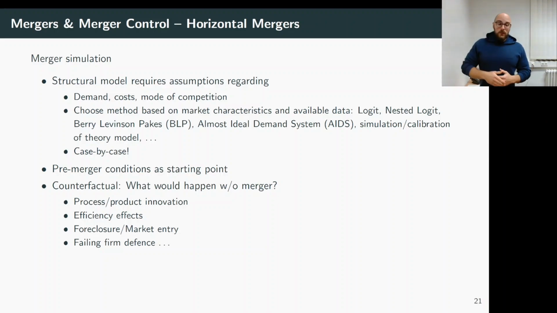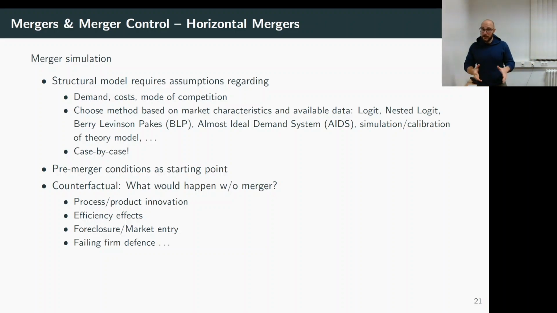What you also do is you take the pre-merger conditions as a starting point, which is pretty clear, and technically you want to get an understanding of the counterfactual. So what would happen if there would not be a merger? That's a crucial point. So it's always a question, what would happen if the firms didn't merge, right? Would there probably be product or process innovation that wouldn't occur, that would only occur by the merger? Would there be efficiency effects, as we've talked about?